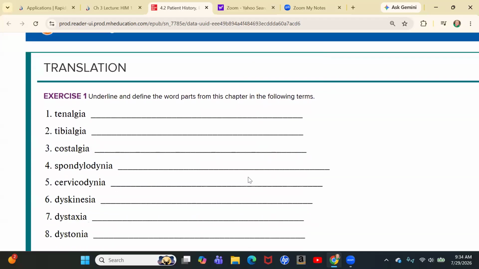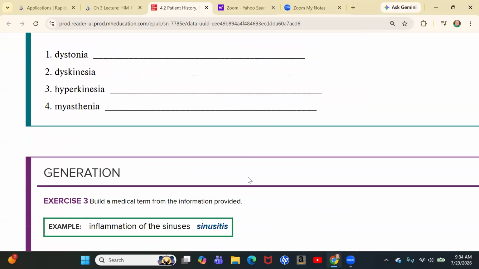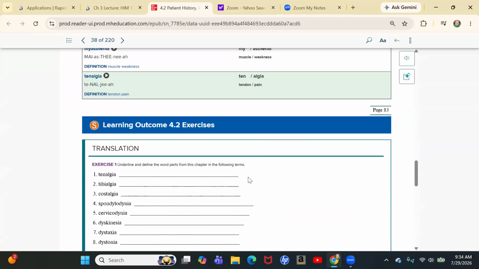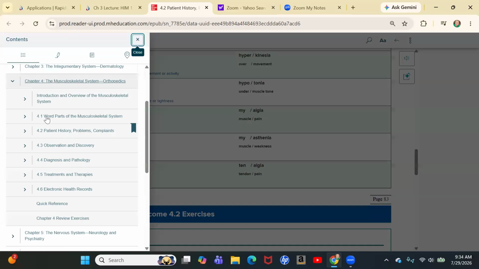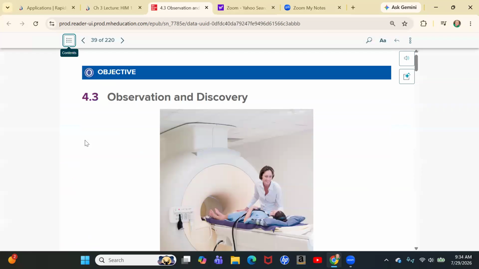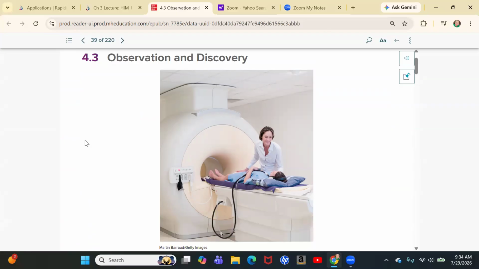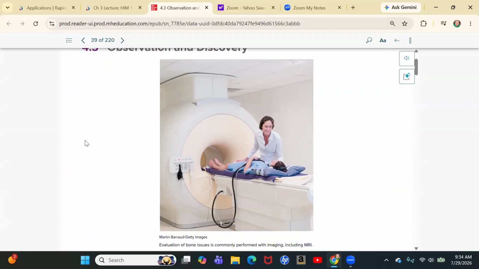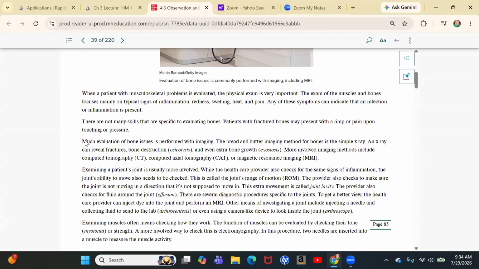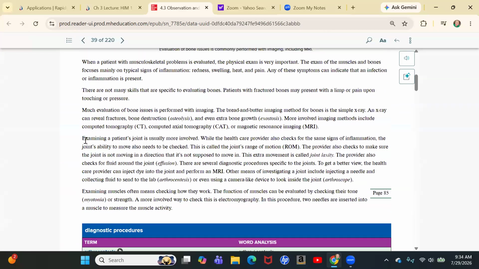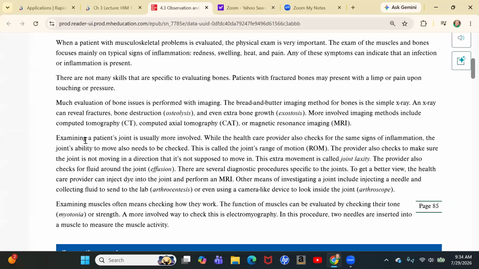All right. Learning outcomes. Make sure you go through those. And then let's see. Lastly, 4.3, observation and discovery. So some of the different types of diseases that affect the musculoskeletal system. Hopefully none of you have suffered from any of these.